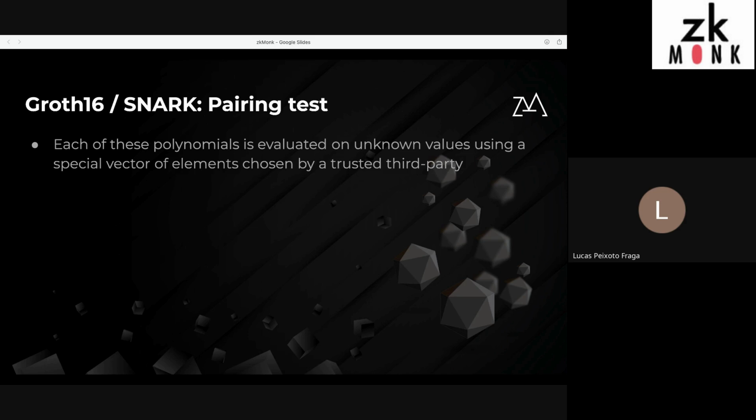Someone asked if it's a different group order. I don't think it's a different group order. I'm not sure. I think it's the same group order, but different groups. Different subgroups of the elliptic curve. Right.